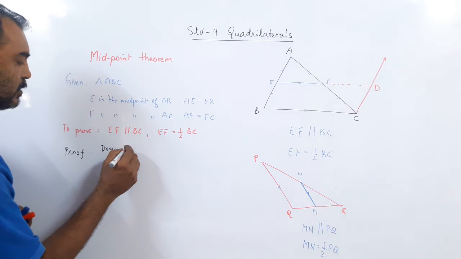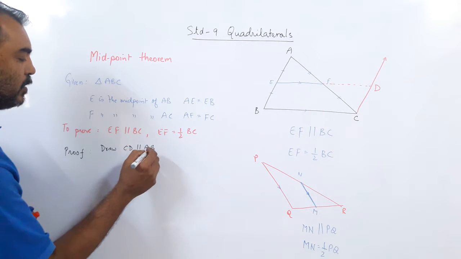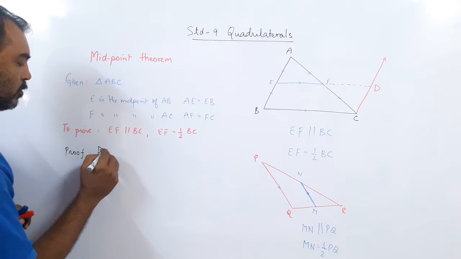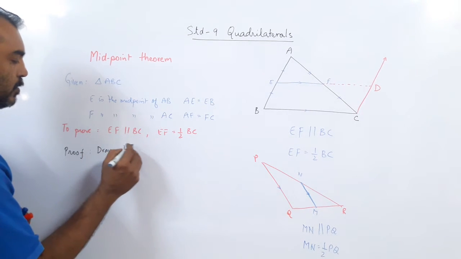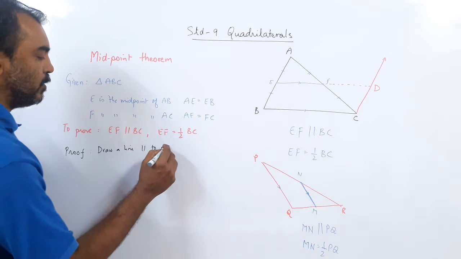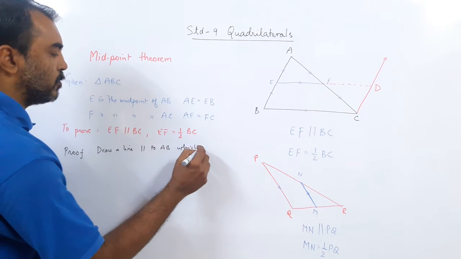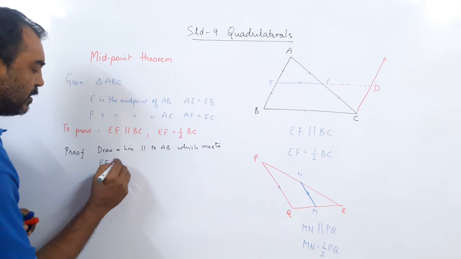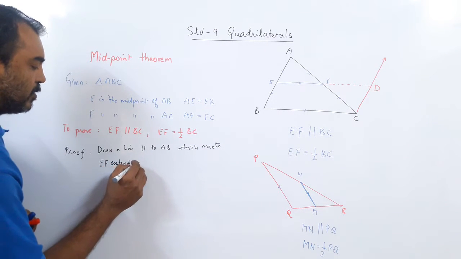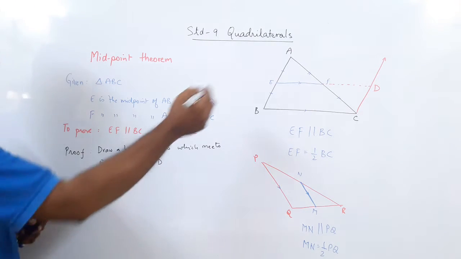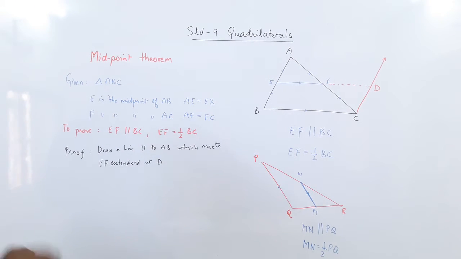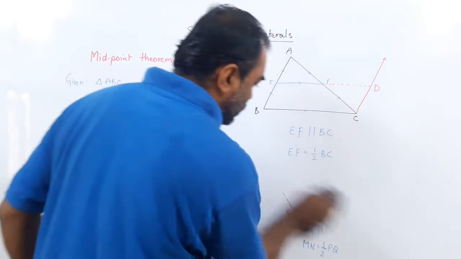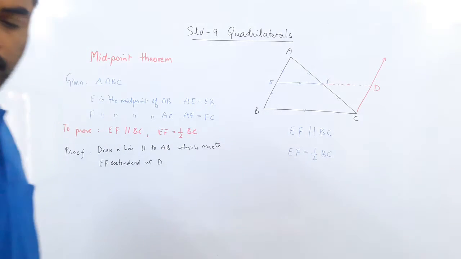Draw CD parallel to AB, or we can write: draw a line parallel to AB which meets EF extended at D. So this is what we get. Okay, now I want to rub this off because I need space. But now let us go to the proof.